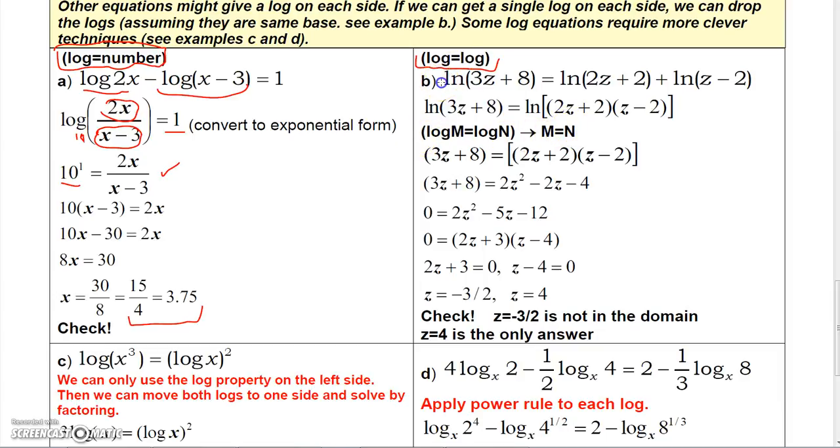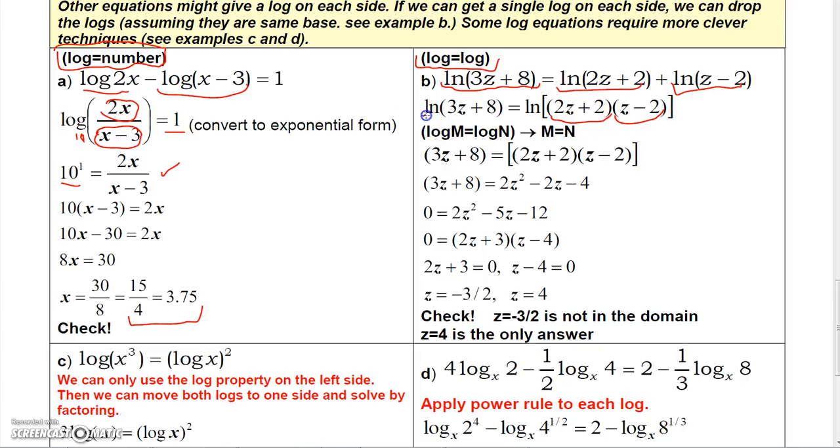So here I have the natural log of 3z plus 8, and over here I have the natural log of 2z plus 2 plus the natural log of z minus 2. So the first thing I'm going to do is combine these logs into a single log. Remember, the natural log of this plus the natural log of this is the natural log of this times this. So it's going to be the natural log of 2z plus 2 times z minus 2.